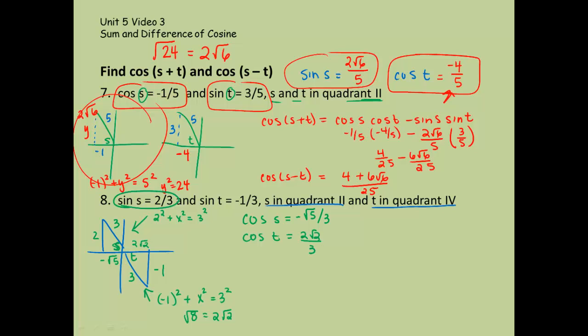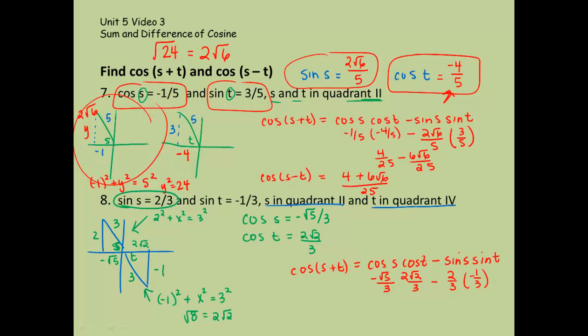Alright, ready to go ahead and substitute these into my formula. So I will have cosine of s plus t equal to the cosine of s cosine of t minus sine of s sine of t. And now I can substitute in the 4 values that I have. Since I have the sine and cosine of both s and t, I'm ready to substitute them in. The cosine of s is negative root 5 over 3, and the cosine of t is 2 root 2 over 3, minus the sine of s is 2/3, and the sine of t is negative 1/3.